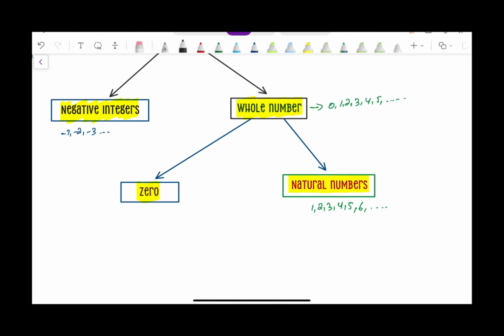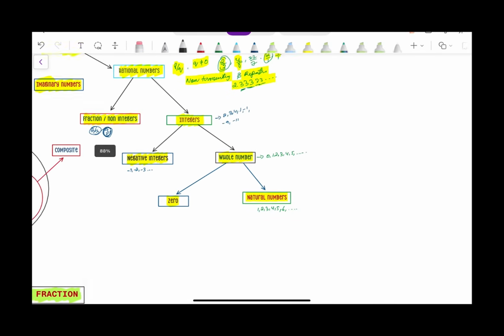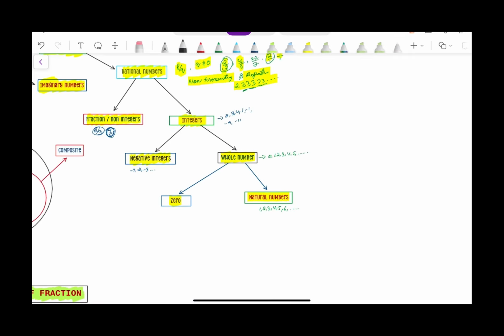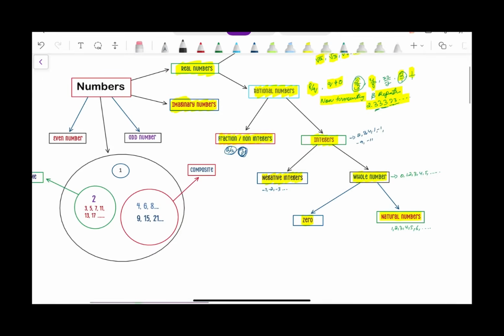We just count 1, 2, 3, 4, 5, 6 like that. So which means all the counting numbers are natural numbers. A rational number has two things: one is fractions and the other one is integers. Under integers, it can be divided into positive integers, negative integers and whole numbers. And whole numbers can be divided into 0 and natural numbers. That is the first part of the numbers.